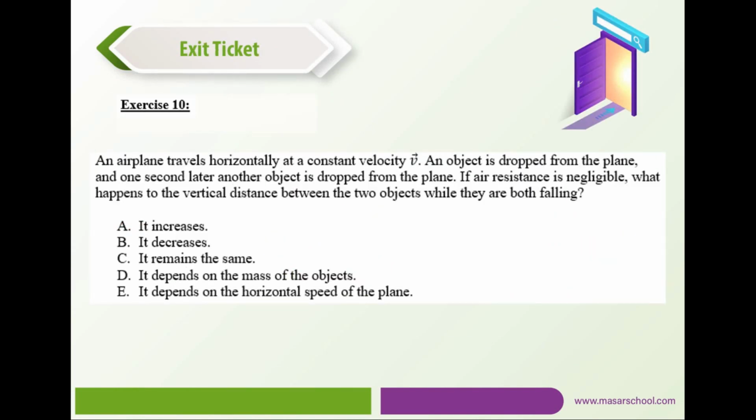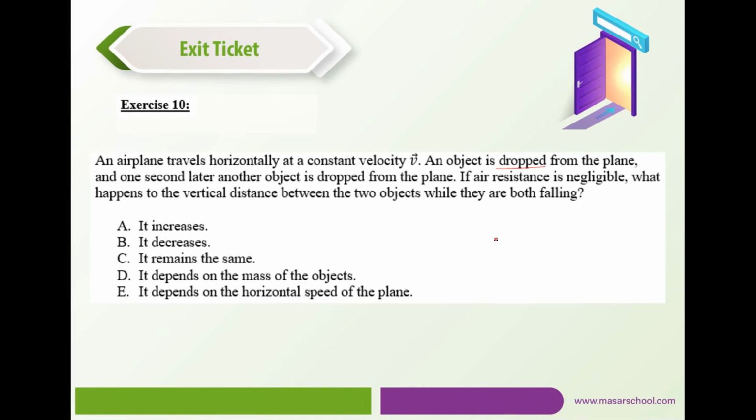Finally, an airplane travels horizontally at a constant velocity v. An object is dropped from the plane. 1 second later, another object is dropped from the plane. If air resistance is negligible, what happens to the vertical distance between the two objects while they are both falling? Okay, dropped. Let's assume with no initial velocity. Let's assume with no vertical velocity. Now, because the plane is traveling horizontally, this will be discussed later during the projectile motion.